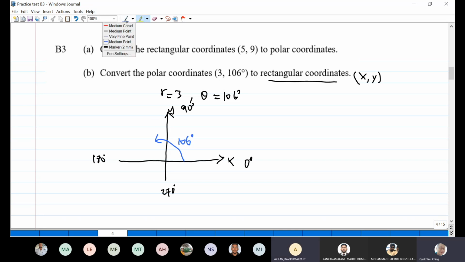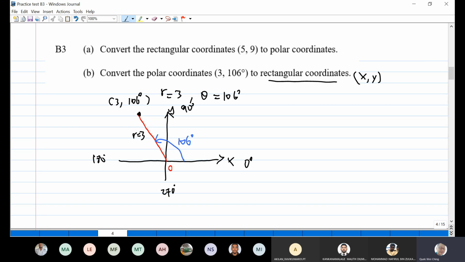Then on the x-axis, right? Then you draw it and then a straight line. And this distance is actually equal to 3 now. So this is the point 3, 106 degree. So r equals 3 now.